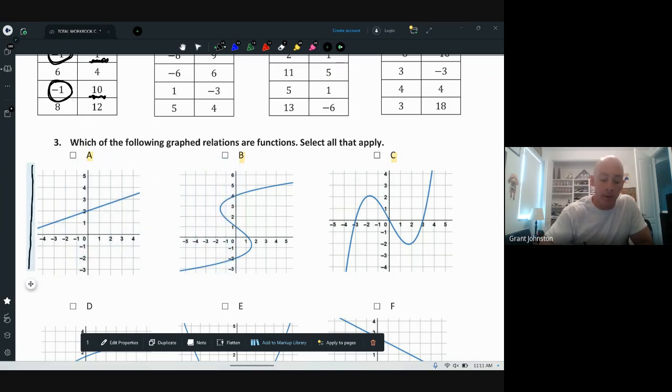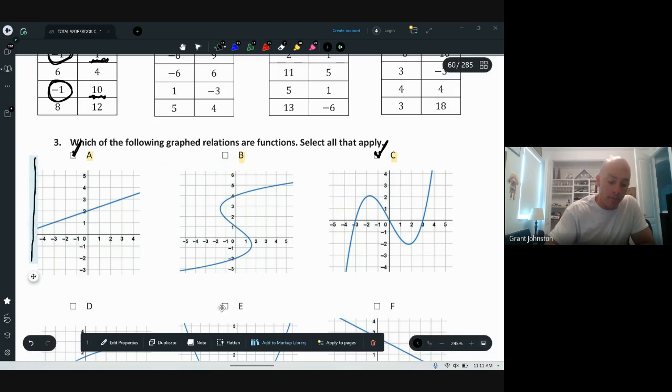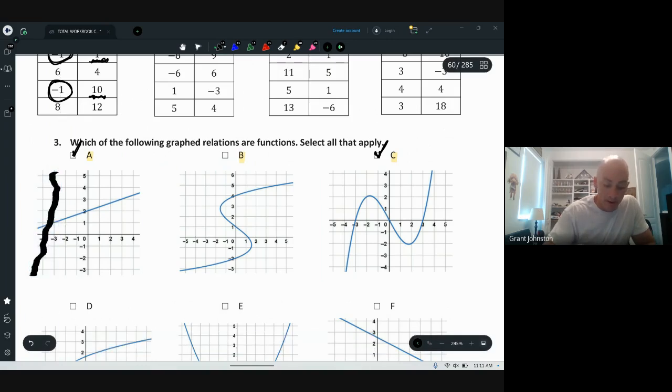So, function, check that box. Function, check that box. Not going to check B. B is not a function. Whoa, what the heck? I'm trying to erase that. Let me just get that out of here.